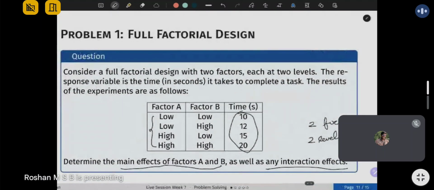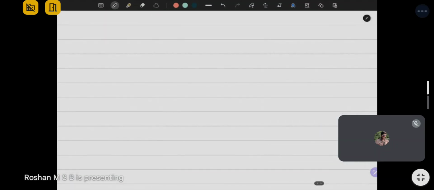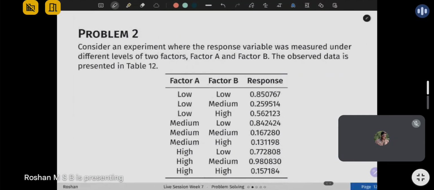This is an example of what I would call a 2 by 2 factorial design, since you have two levels in two factors. And in this case, how many levels do we have? Three levels. Yeah. So this is a 3 by 3 factorial design.